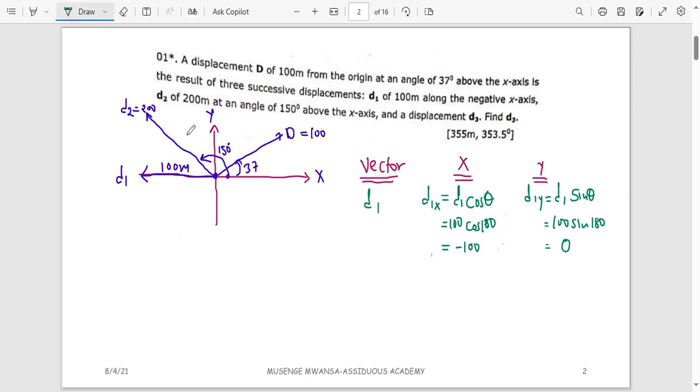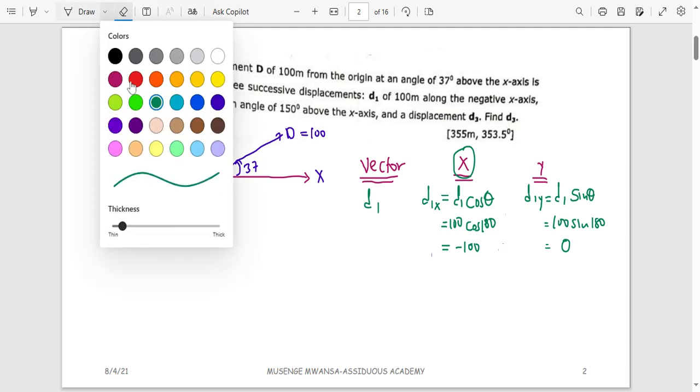This should make sense. Look at the vector that we have written. This vector is on the negative x-axis. So the answer should be negative for the x value. But why? Because this is on the x-axis. Y should be 0 because all values on the x-axis are only x values. You don't have the y value there. Okay? So that is vector d1.